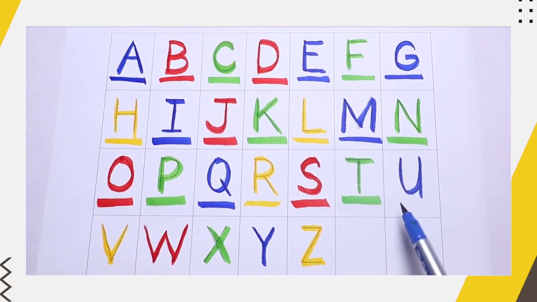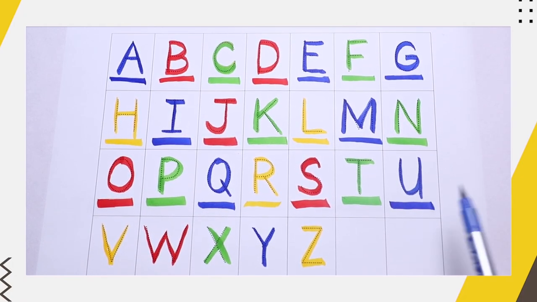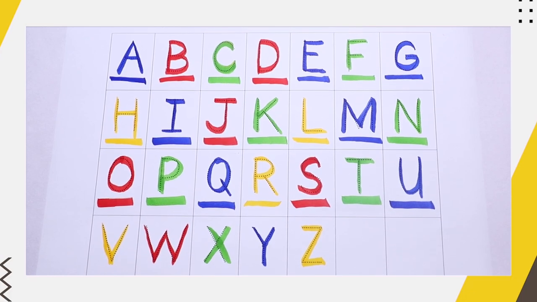Blue color U. U for umbrella. Yellow color V. V for van. Red color W. W for watch. Green color X.